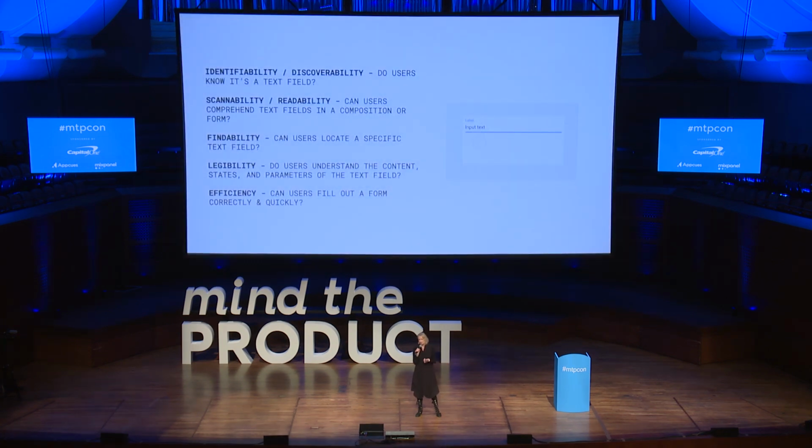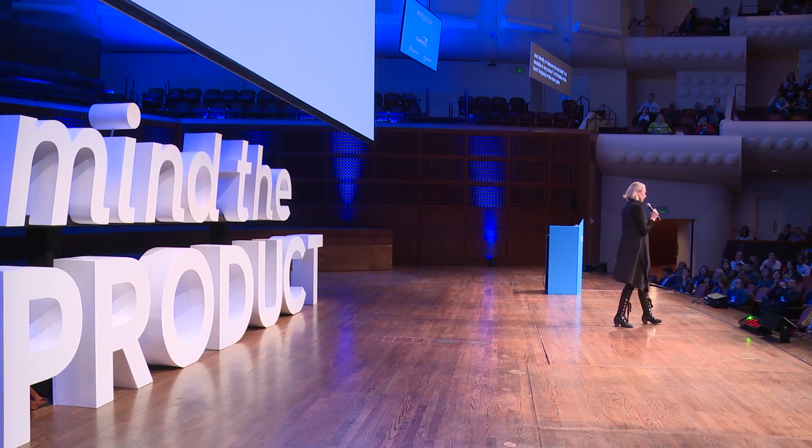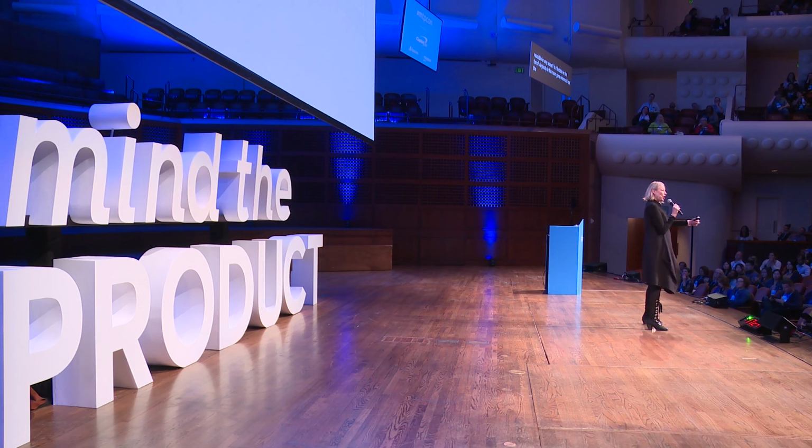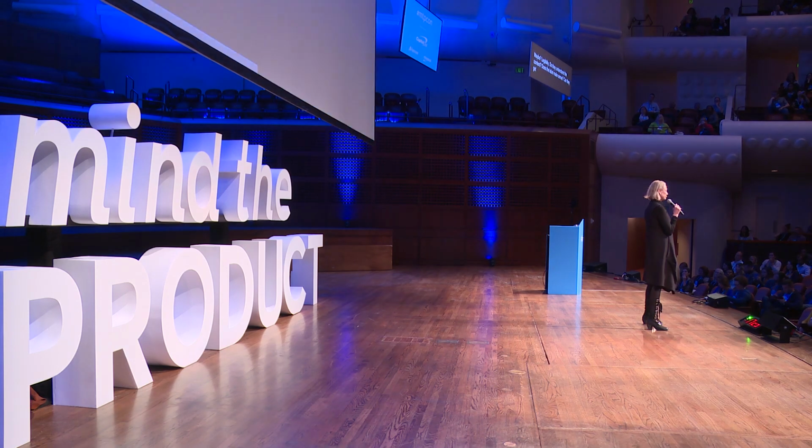And so, working with the research team, we came up with a number of things that many of you will recognize as user-centered questions. Can a user identify or discover the text field? Is it readable in any sense? Is it findable in the form? Anybody in this room gone, where do I put the text in? Maybe. Legibility: do they understand the content? Does the label make sense? And can they get through what they need to do quickly and efficiently?